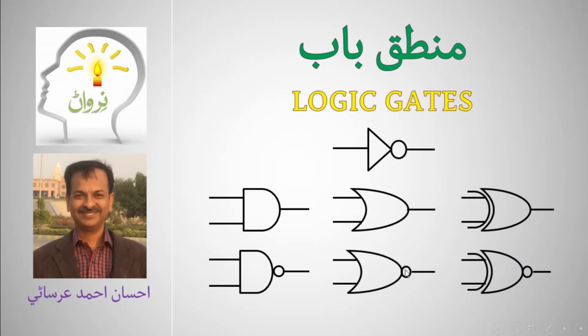And this bubble actually represents the NOT operation. AND NOT becomes NAND. OR NOT becomes NOR. Exclusive OR NOT becomes exclusive NOR. Have you understood the symbols? Yes, sir.